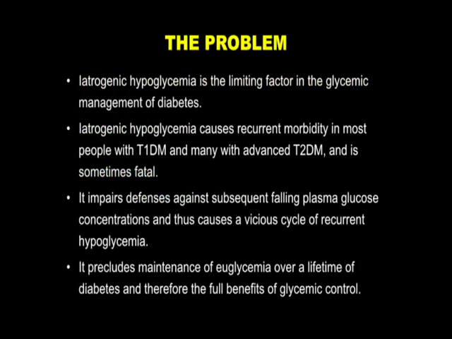Diabetes and hypoglycemia is a very complicated issue because iatrogenic hypoglycemia is a limiting factor in how well we can manage diabetes. It causes recurrent morbidity in most people with type 1 diabetes and many with advanced type 2 diabetes, especially those on insulin, and can be fatal. It impairs defenses against subsequent falling plasma glucose concentration, and that leads to a vicious cycle of recurrent hypoglycemia that we'll talk about a bit more. It precludes the maintenance of euglycemia over a lifetime of diabetes, and therefore experiencing the full benefits of glycemic control for our patients with diabetes becomes difficult.